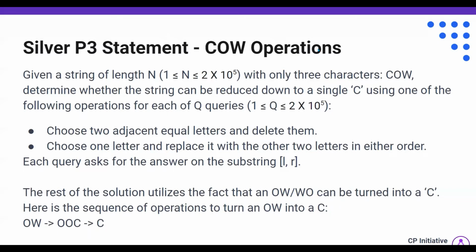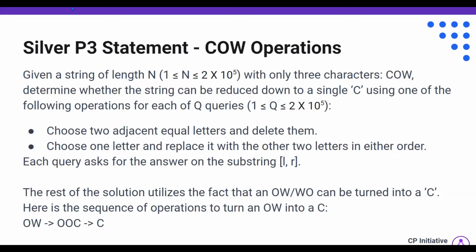Okay, so basically this problem is called Cow Operation. It's the third solo problem. You're given a string of length n with only 3 characters, C, O, W, and you have to determine whether the string can be reduced down to a single C using one of the following operations for each of the q given queries. Each operation, you either choose 2 adjacent equal letters and delete them, or choose 1 letter and replace it with the other 2 letters in either order. Each query asks for the answer in the substring LR.